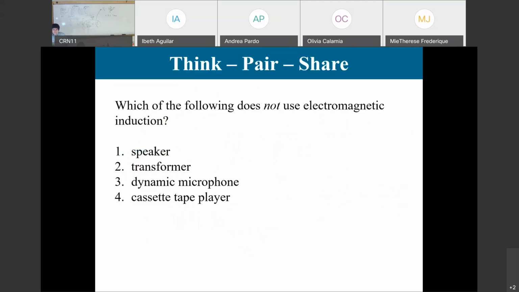Which of the following does not use electromagnetic induction? The transformer does it, the dynamic microphone does it, the tape player and the speaker also. All of them use electromagnetic induction. You can make speakers that do not use it though. So I guess it will be one. You can have speakers connected to DC currents. So you can have speakers that do both. So I guess number one will be the answer.